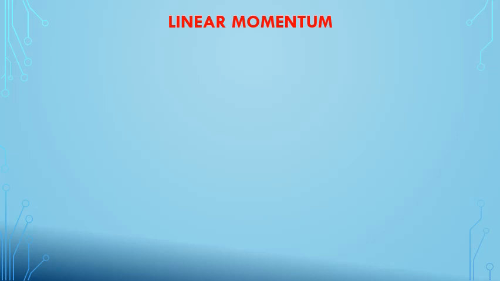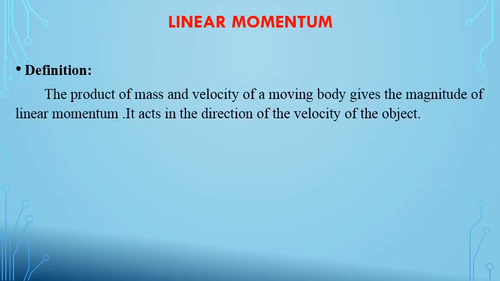So what is the definition of linear momentum? The product of mass and velocity of a moving body gives the magnitude of linear momentum. That means it is the product of mass and velocity of a moving body. So the formula of linear momentum is mass into velocity: P is equal to m into v.